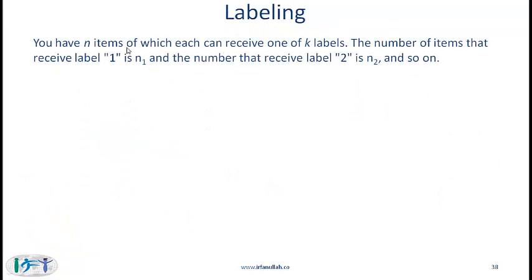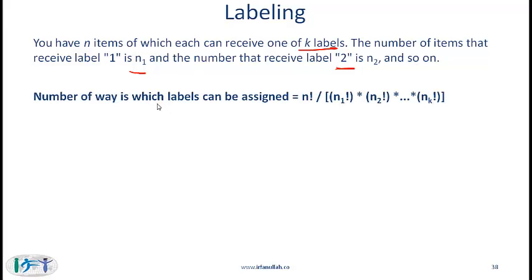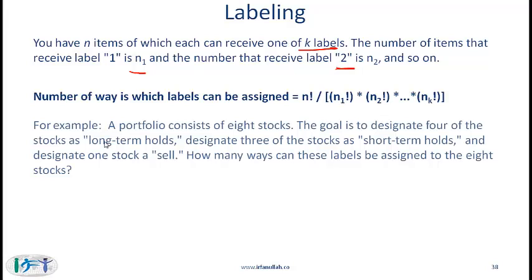Next, we talk about labeling. Say you have n items of which each can receive one of k labels. The number of items that receive label 1 is n1. The number that receive label 2 is n2, and so on. To understand this, let us look at a simple example and then we'll see how to use this formula related to the number of ways in which labels can be assigned.